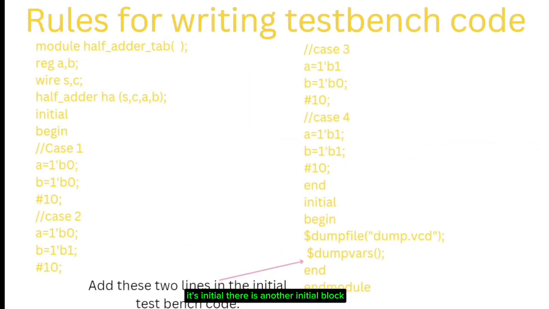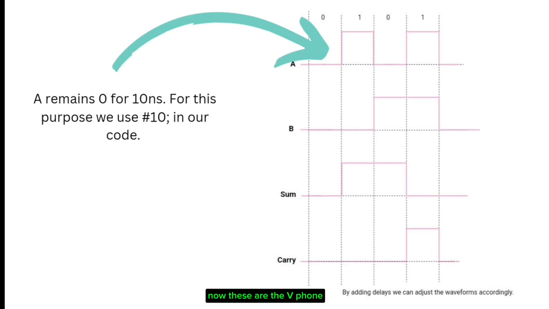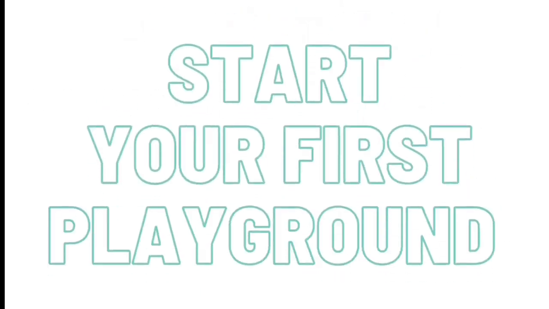Then in the initial block there is another initial block, and add these two lines in your test bench code. It will help in displaying the waveform. Now this is the waveform. A is equal to 0 for 10 nanoseconds, A is equal to 1 for 10 nanoseconds, again A is equal to 0 for 10 nanoseconds, and A is equal to 1 for 10 nanoseconds.